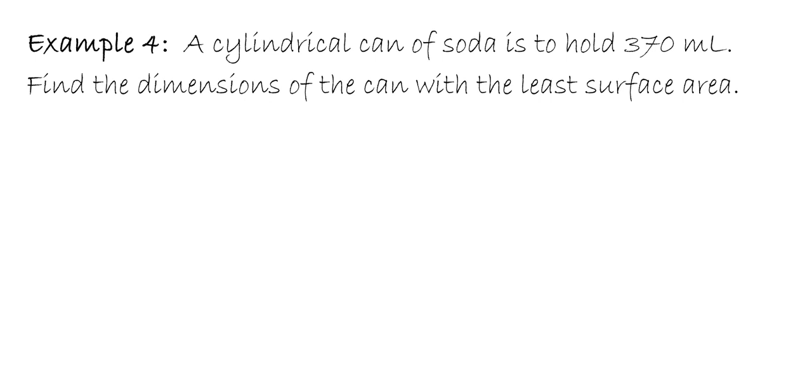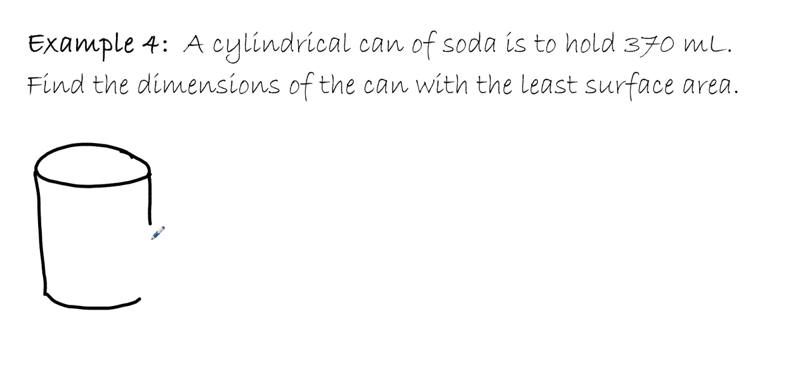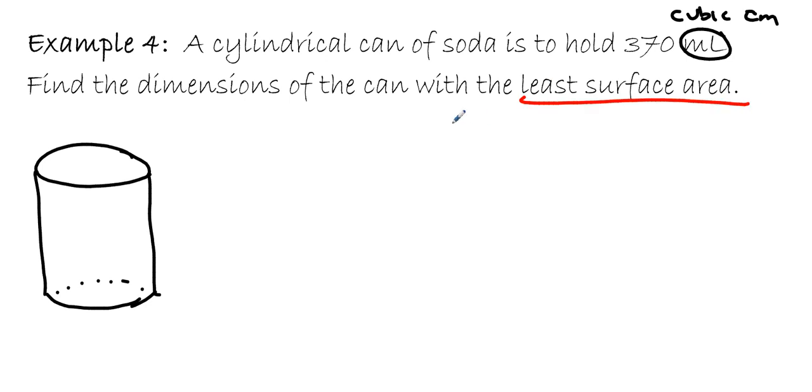One more. A cylindrical can of soda is to hold 370 milliliters. By the way, milliliters are cubic centimeters. Find the dimensions of the can with the least surface area. The dimensions of the can with least surface area. Surface area, we're looking to minimize surface area.